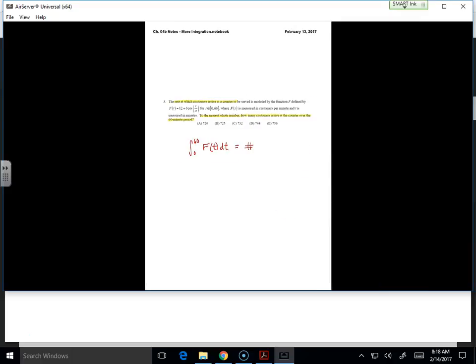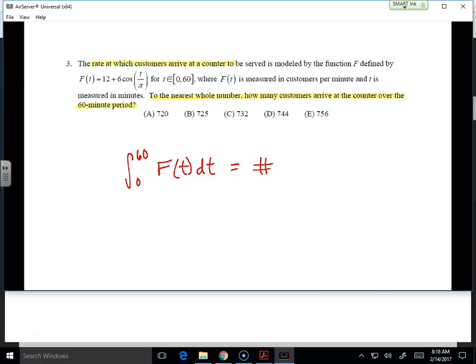Alright, let's get to number 3. This is the one we were looking at yesterday. Don't worry, we're going to do a homework check. I'm trying to get you guys going on some stuff to be productive. Number 3, we looked at it fast. Why do I have an integral written? The rate at which customers arrive at a counter is modeled by this function, in between two times, 0 to 60, measured in customers per minute.